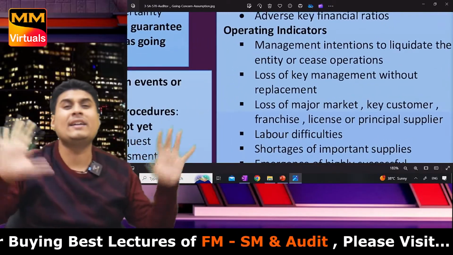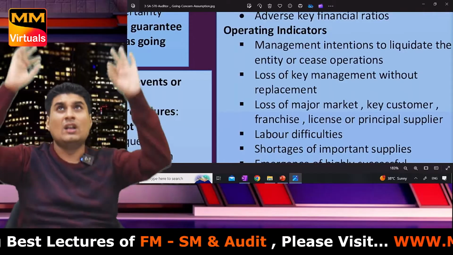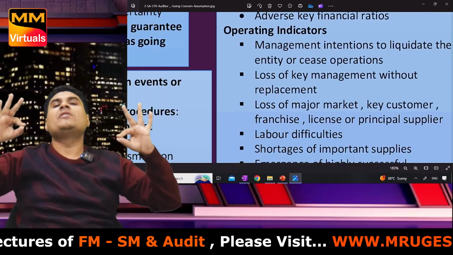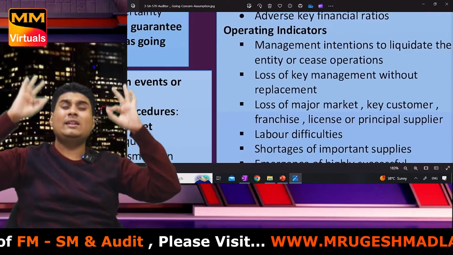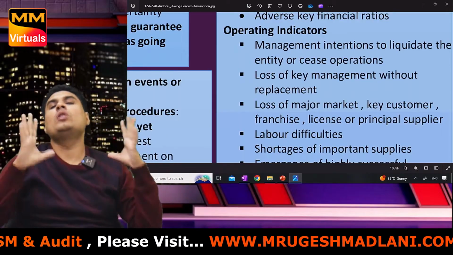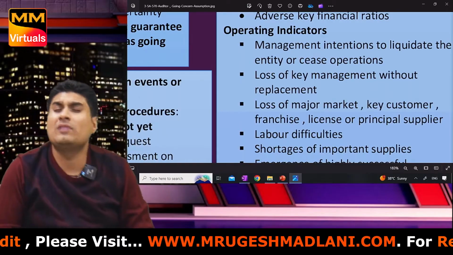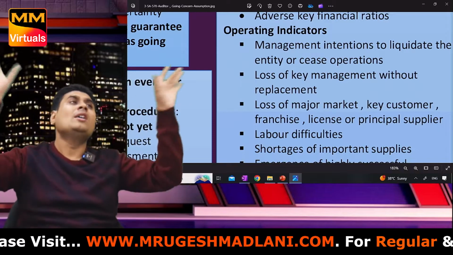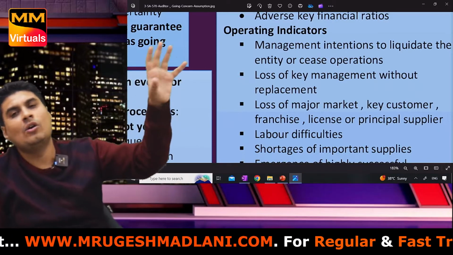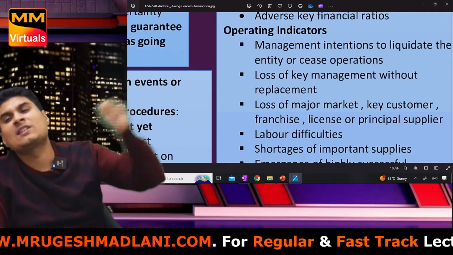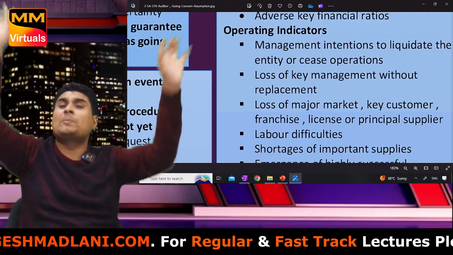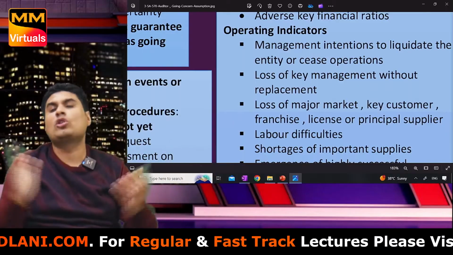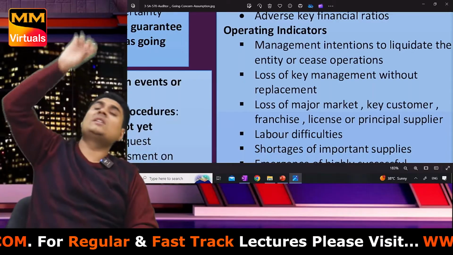What are operating indicators? Here remember three words: raw material, work in progress, finished good, and customer. Raw material, work in progress, finished good, customer. What will the raw material point be? It is very simple. Withdrawal or loss of a major supplier. The one who was supplying material is no longer there. Of course, going concern is affected. Okay. Loss of major supplier.